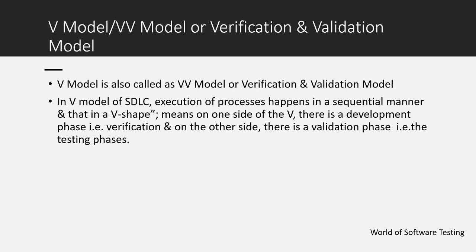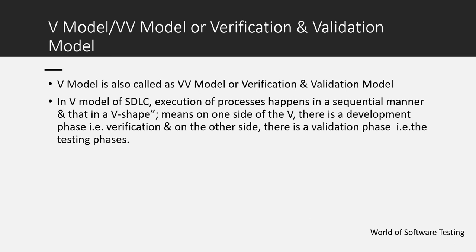The V model is also called the VV model or verification and validation model. The V model is basically an extension to the waterfall model, and in this model each testing phase is associated with the corresponding development phase. For every development phase there is an associated testing phase. It's a mapping between development and the testing stage.